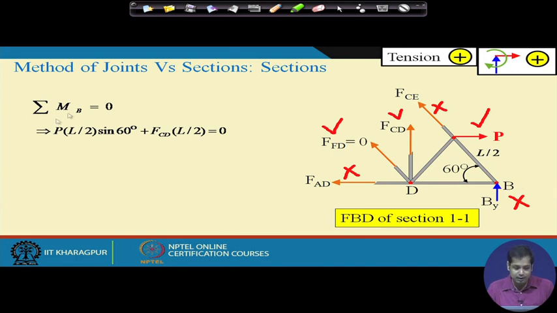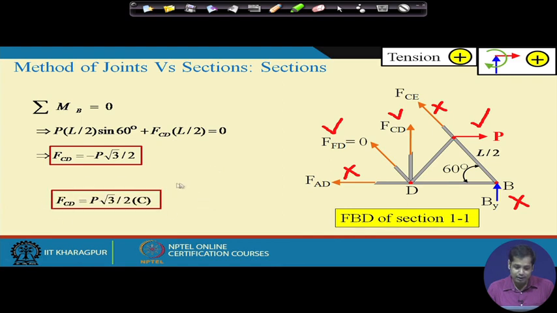So, this is the summation of moment about B, and then it gives you CD is equal to this. This is the member force, you can write it this way as well. Now, what is the takeaway from this example? When we use the method of joints, several joints need to be considered, then the free body diagram, and then we apply the equilibrium equations.